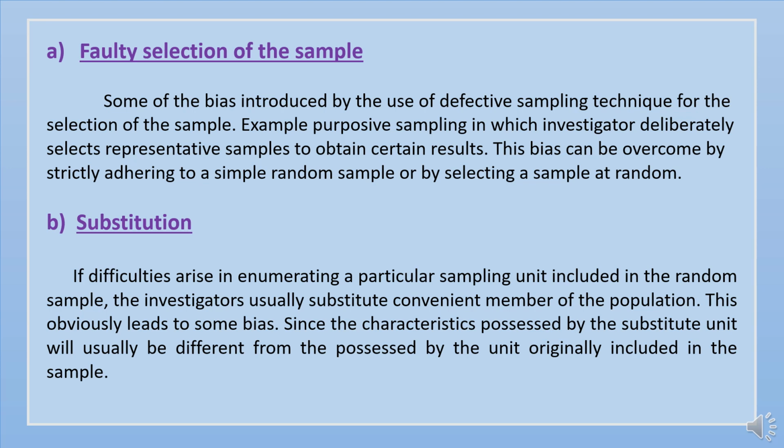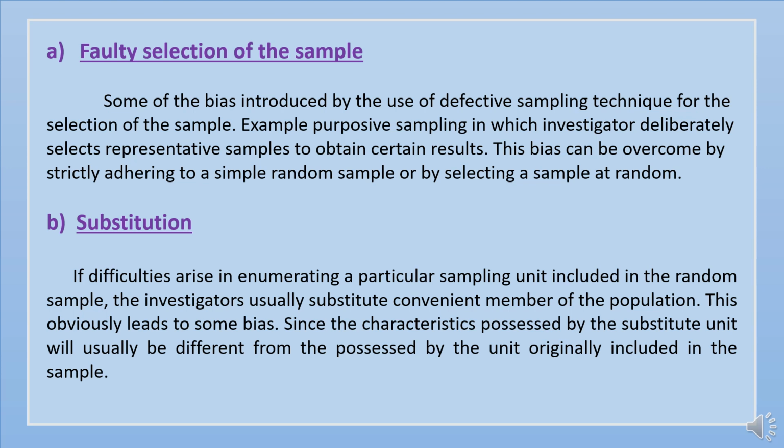Some of the bias is introduced by the use of defective sampling technique for the selection of the sample. For example, purposive or judgment sampling, in which investigators deliberately select a representative sample to obtain certain results. This bias can be overcome by strictly adhering to a simple random sample or by selecting a sample at random subject to restrictions which, while improving the accuracy, are of such nature that they do not introduce bias in the result.